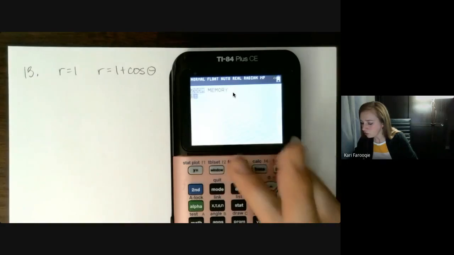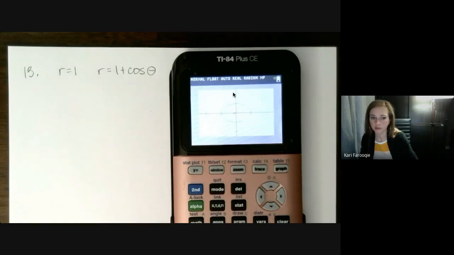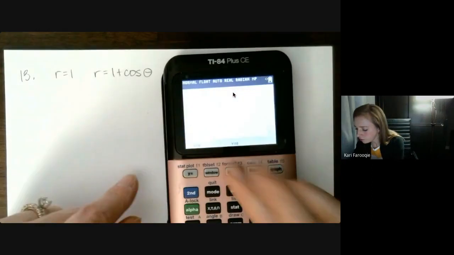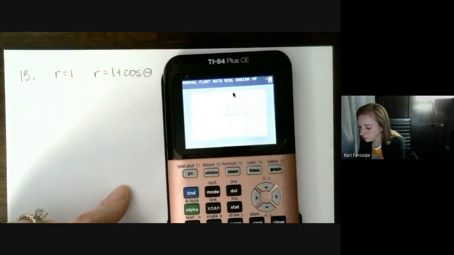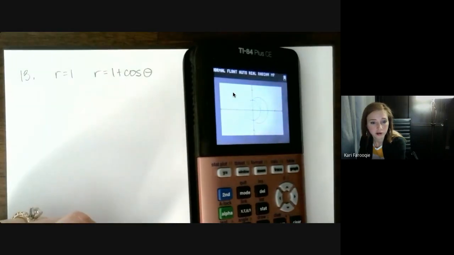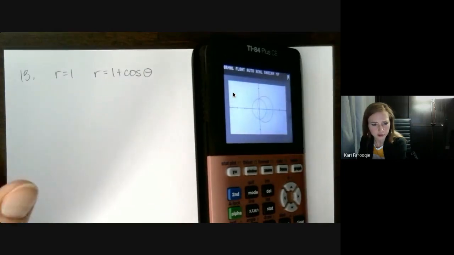I'm going to switch my zoom just to zoom in. And then if you want to square it off, it looks a little bit better. You see that circle? This is not working for me at all tonight in this lighting. But anyway, you can do this on your own calculators, no big deal.